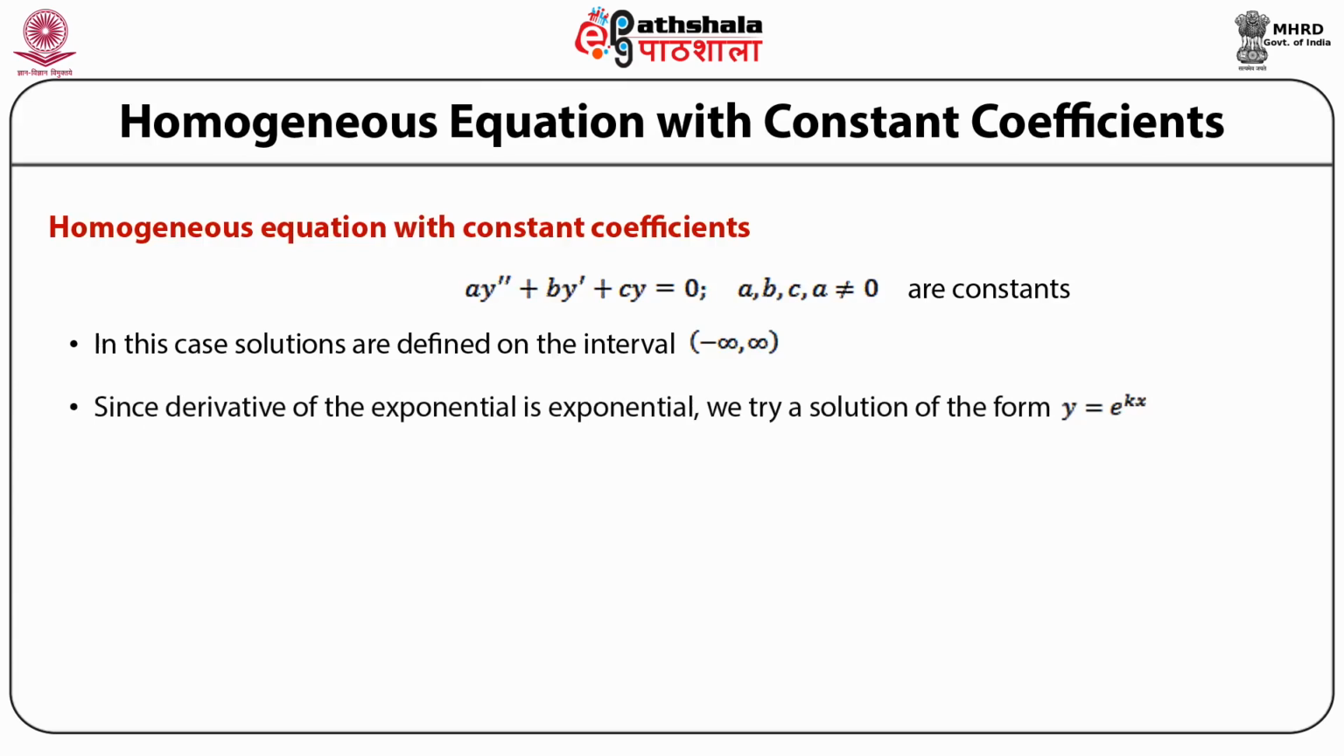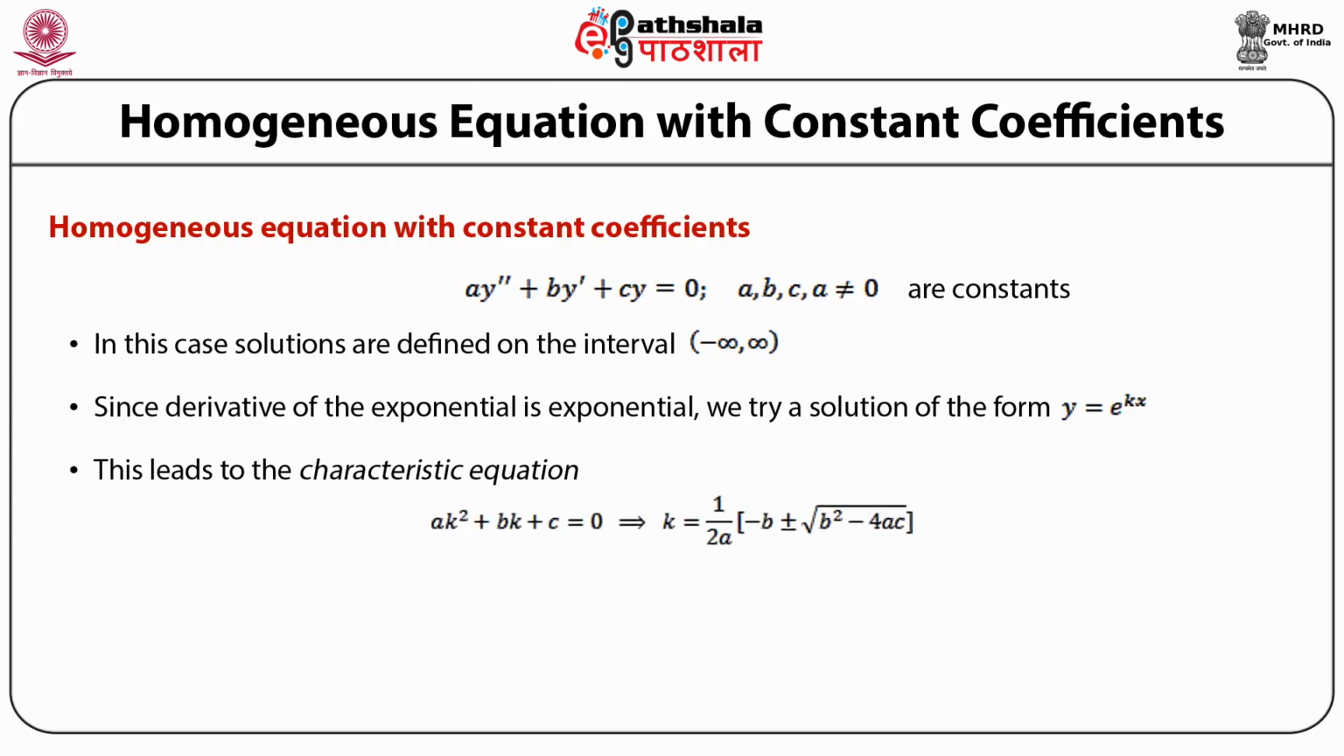Since the derivative of the exponential function is the exponential function itself, we try a solution of the form y is equal to e raised to the power kx. Substituting this proposed solution in the above equation, we obtain the characteristic equation as a k squared plus b k plus c equals 0.